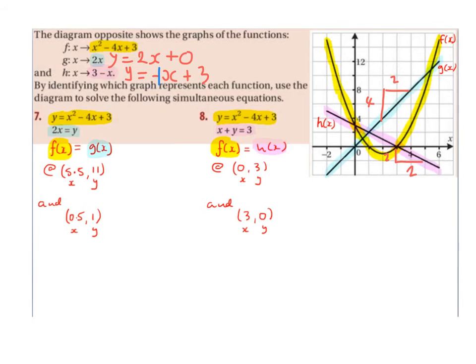Okay, so just to summarize, if we let our two graphs equal each other, f of x and g of x, their points of intersection are 5.5, 11 and 0.5, 1.